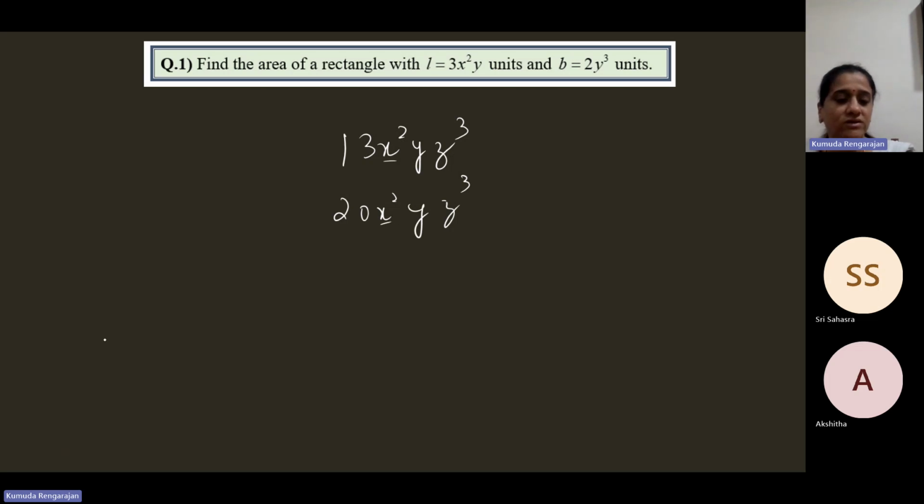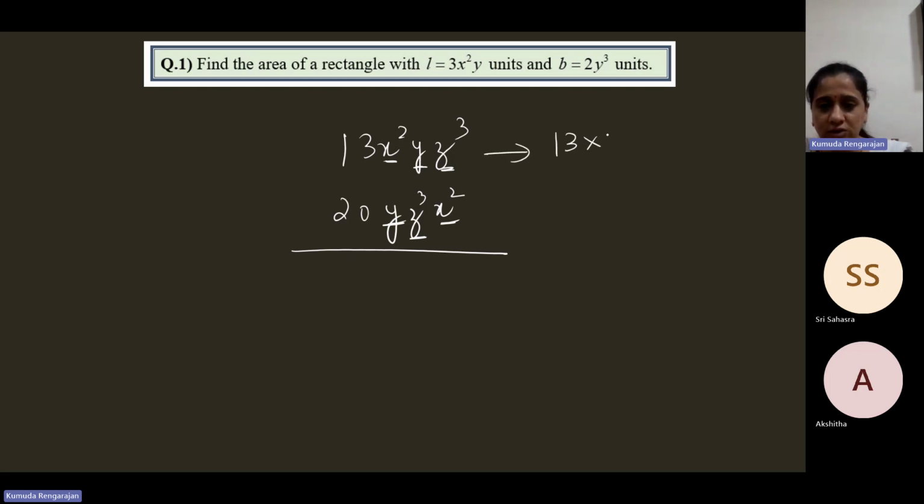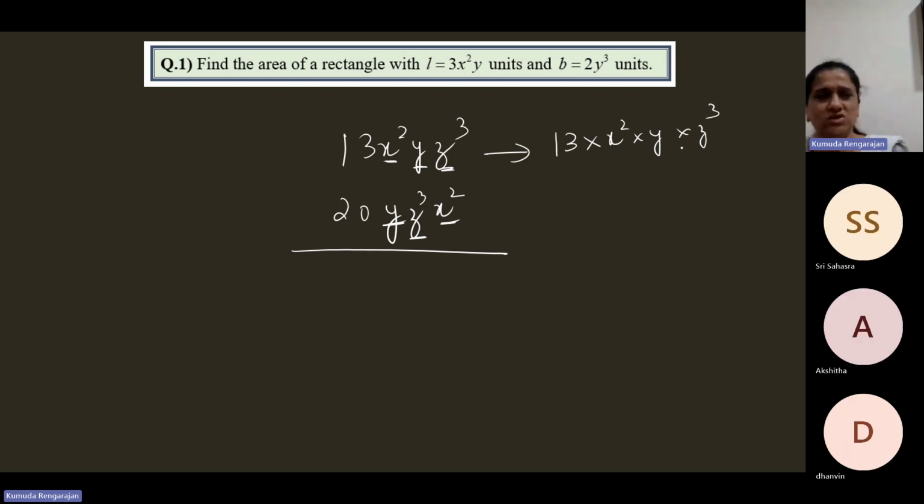X square, x square. See, the order can be different. It can be like yz cubed and x square. They are like terms because here x square, y, z cube, different order. Because it's anyways multiplication. What do you mean by this? This is nothing but 13 into x square into y into z cube. And we know that multiplication is commutative. You can change the order.